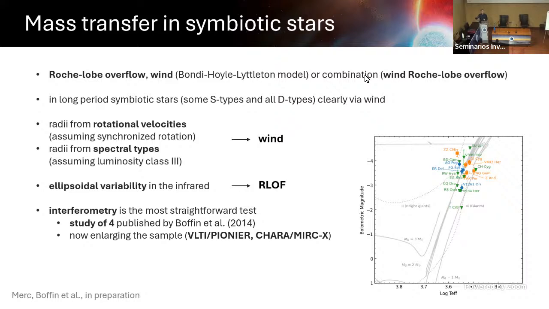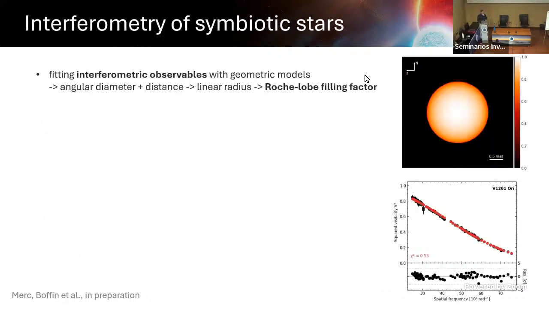Most symbiotics are far, so the giants will be small, and we will not resolve anything. But about 10% of the giants can be resolved. Then you can measure the angular diameter, and from that, somehow, you can get the radius. It sounds simple. It's not. But the idea is that you have the angular diameter, then you have a distance, so you have a linear radius, and with some steps in between, which you can read in the paper that will be submitted soon, we can get the Roche-lobe filling factor.